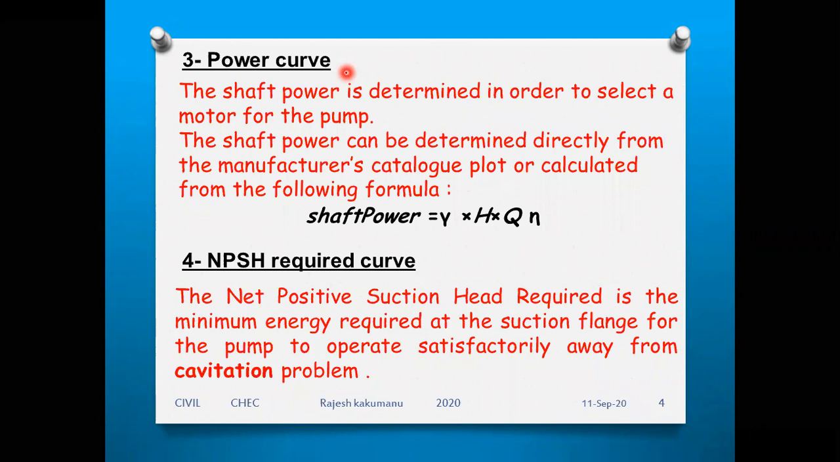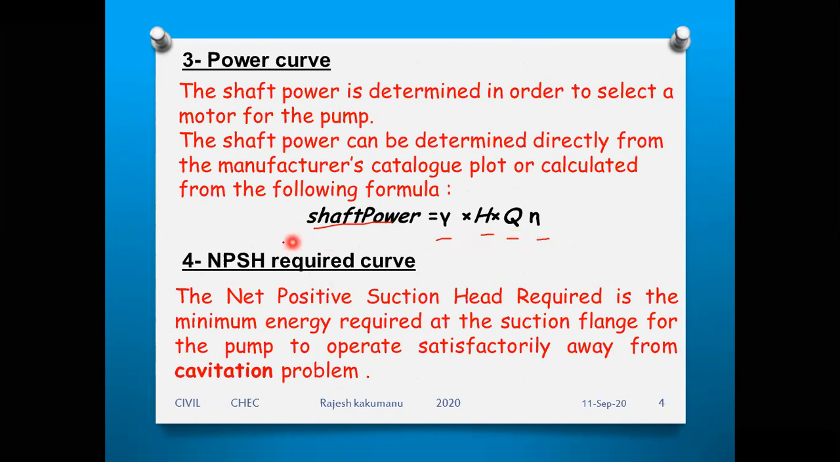Here also, for the power curve, the shaft power is determined in order to select the motor of the pump. The shaft power can be determined directly from the manufacturer's catalog, plotted or calculated from the following formula. Therefore, the shaft power formula is equal to gamma into H into discharge into efficiency.